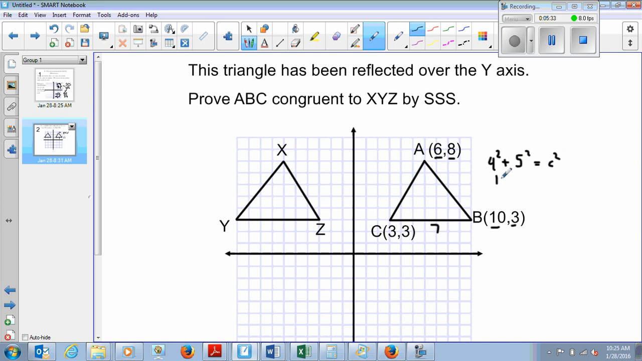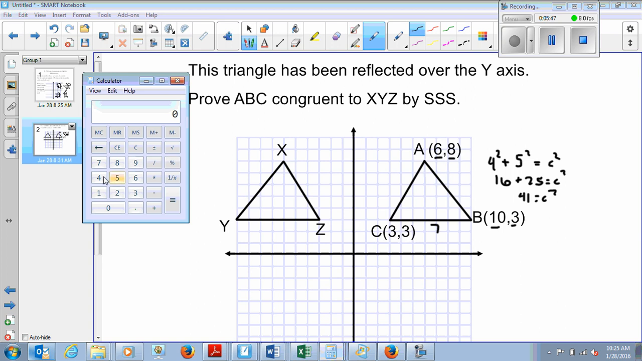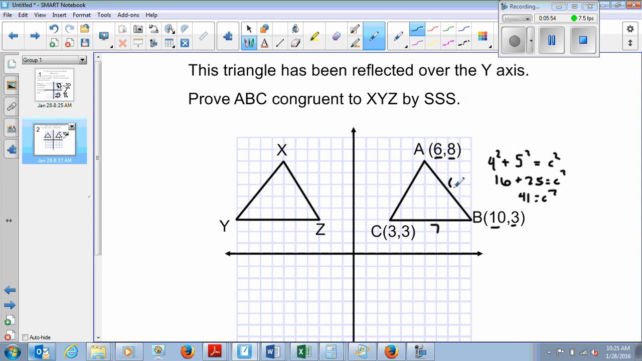Multiply those out. We get 16 plus 25. And we add those together. We get 41. And then the last step, as always, is just to take the square root. So we come down here, calculator, 41 square root, 6.4. So this side length was 6.4.